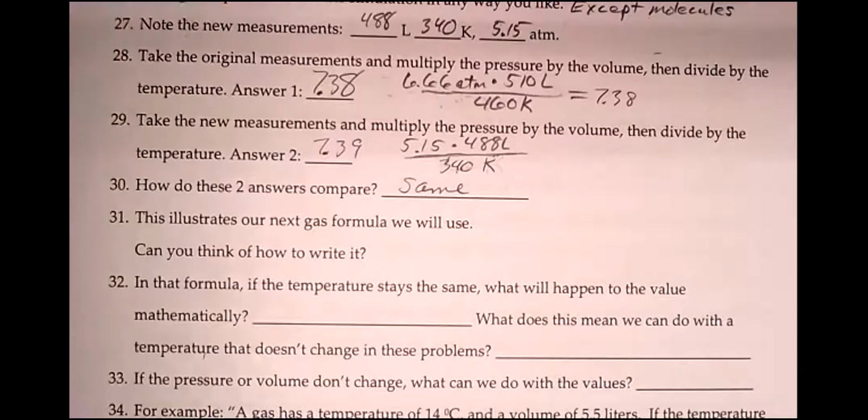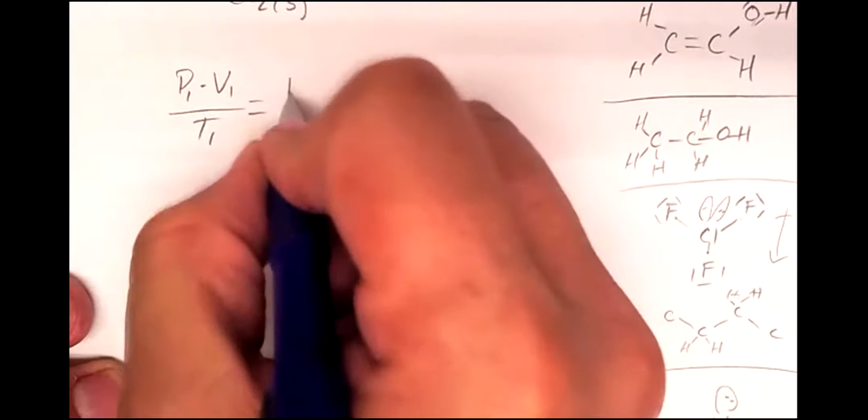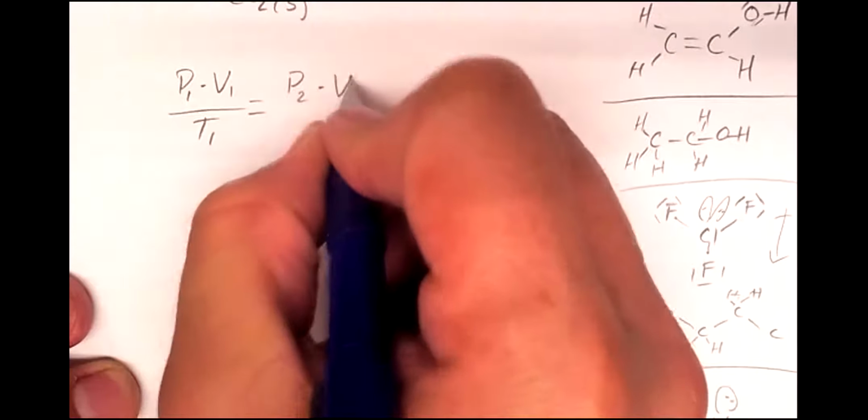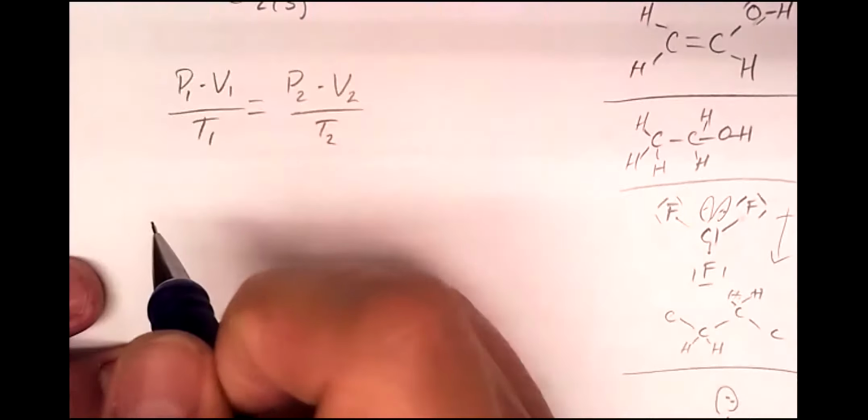So what we said, and we proved just now, is the pressure from the first one times the volume from the first one over the temperature from the first one was equal to, when we did this from the second version, the pressure from the second one times the volume from the second one over the temperature from the second one. And we got the same answer. So if they're going to give you the same answer, they must be equal.